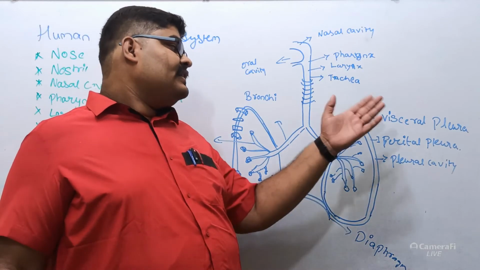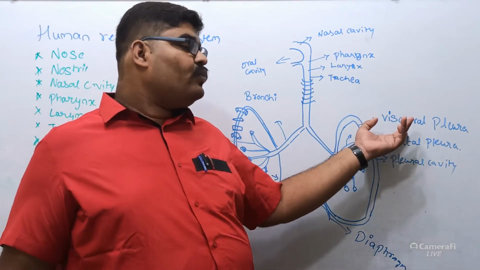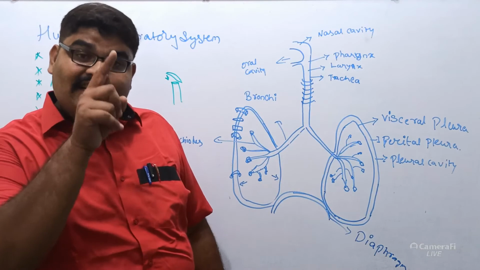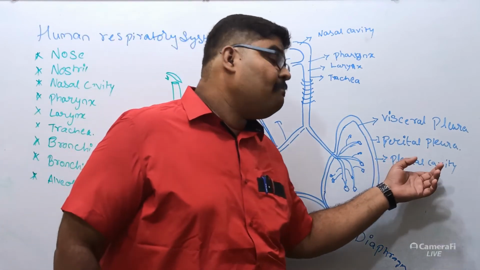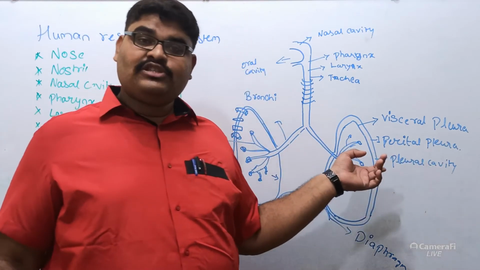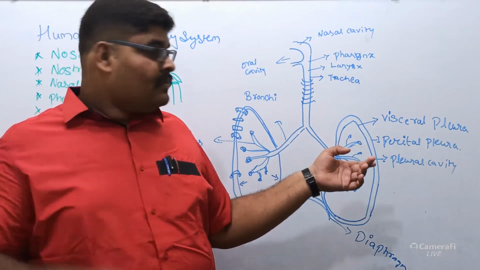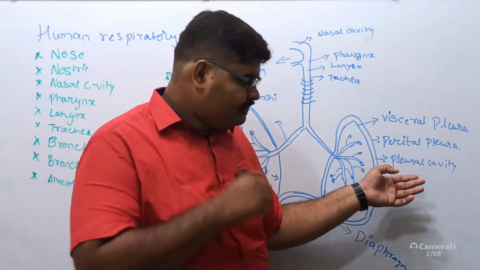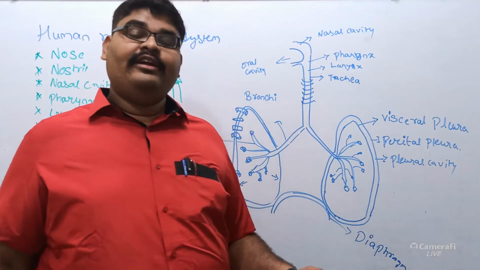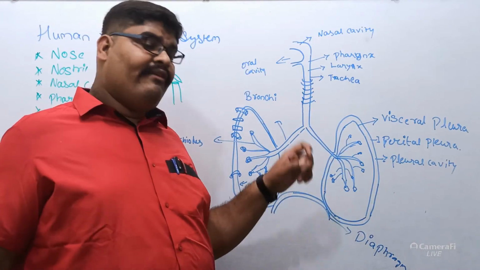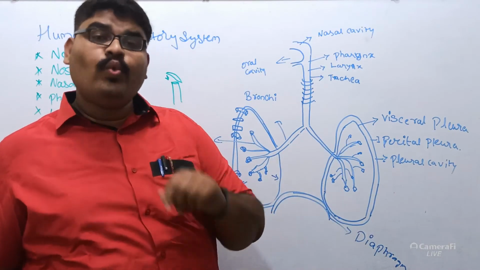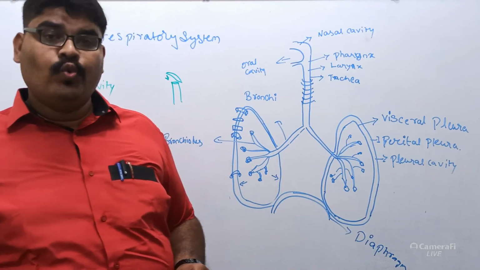So between the parietal pleura and visceral pleura we have a space, and that is called the pleural cavity. This pleural cavity is filled with a fluid called pleural fluid.